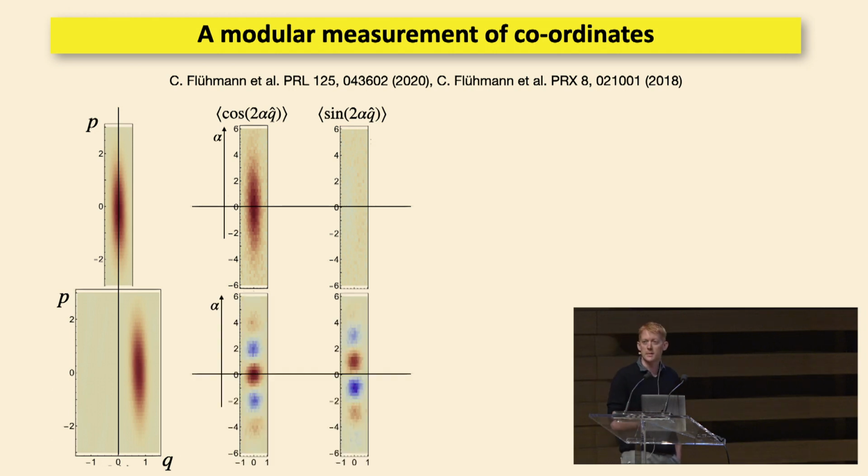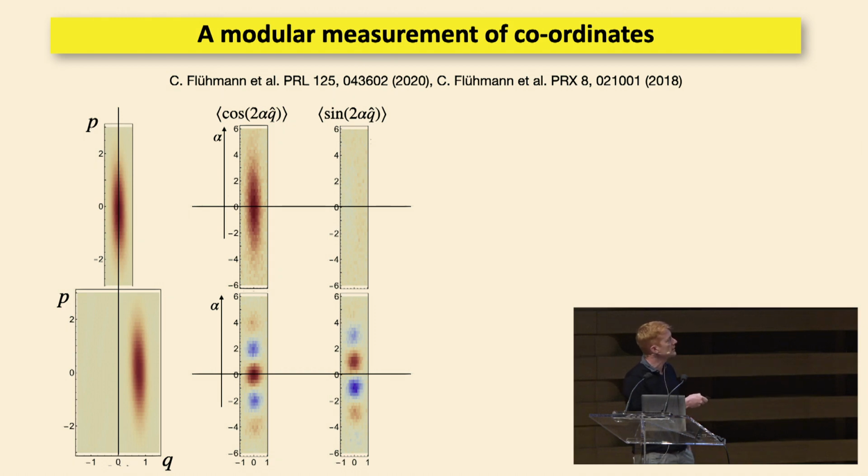If we look at the displaced state, then what do we see? We see that when we look at the cosine, it's peaked at 0, but it oscillates as we go away from the origin. So this oscillation is telling us how far displaced our original state was from the q equal to 0 point. And for the sine, we see exactly what we'd expect as well.